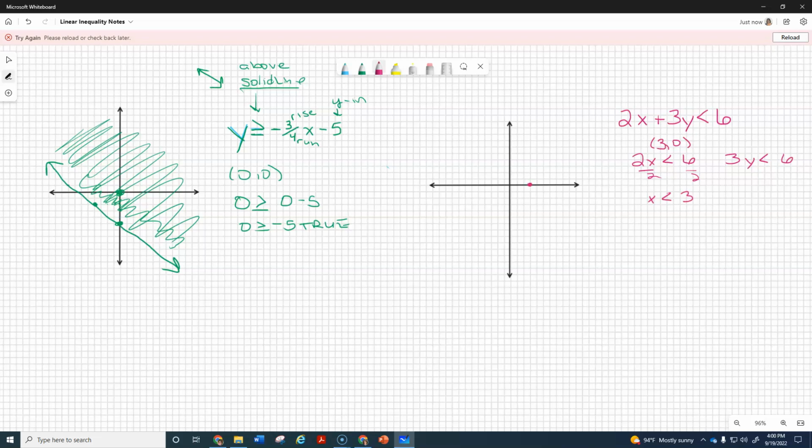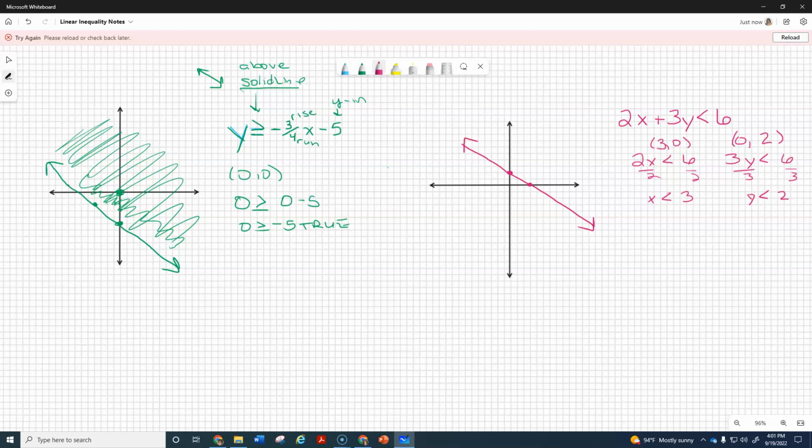Super easy. And then over here, what I did was plugged in 0 for x. That's why the x term went away, because 2 times 0 is 0. And now I just wrote down 3y is less than 6. I'm going to divide both sides by 3. And y is less than 2. So put the 2 right here, and I'm going to graph the point 0, 2. And I'm going to connect those 2 points to get a pretty straight line.